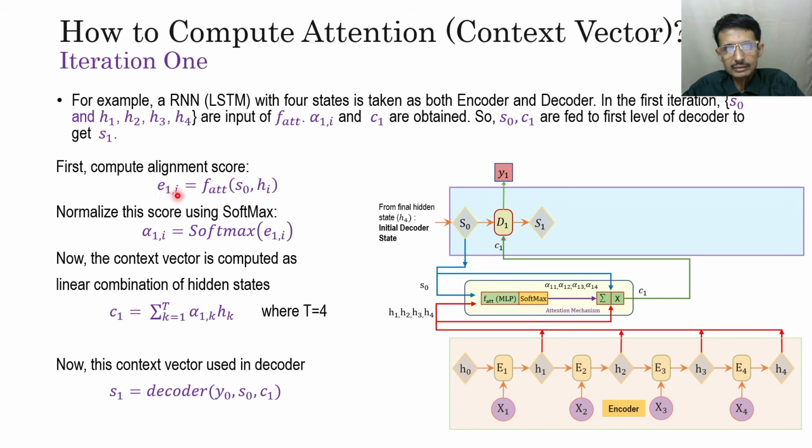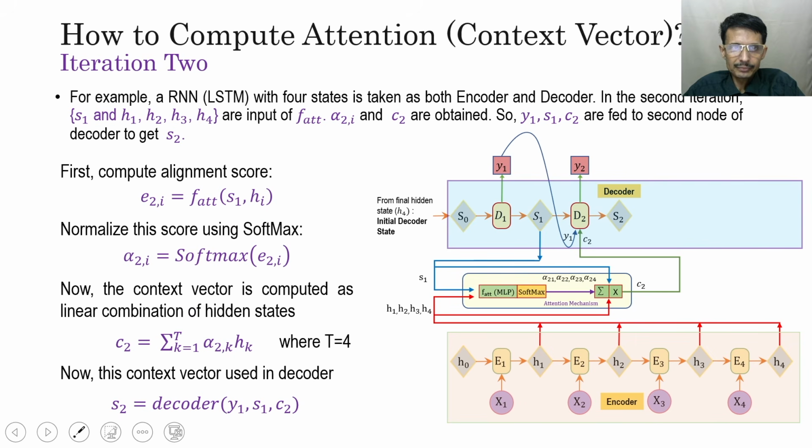So first we compute e1i, this is F of attention. This we put in the softmax, we get this alpha 1i. So for 1 it's alpha 11, 12, 13, 14. Now the context vector C1 is computed as the sum over k of alpha 1k times hk. Now this context vector is used for S1, because this is S1, the decoder, with Y0, which is coming from this side, and S0, and C1. This is the first step.